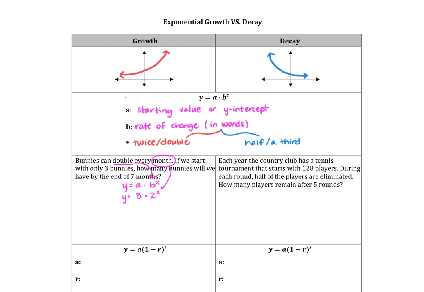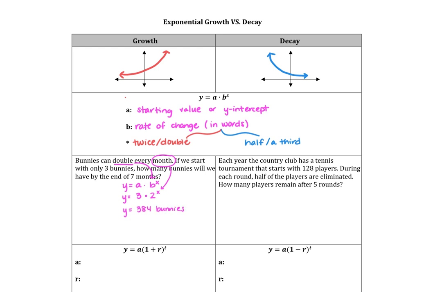And then I'm going to look at our table, and I'm going to look for when x is 7, because I'm asking about how much we will have in 7 months. And since x is measured in months, I'm looking for the x value to be 7. If I look at that table, I get the value of 384 bunnies.